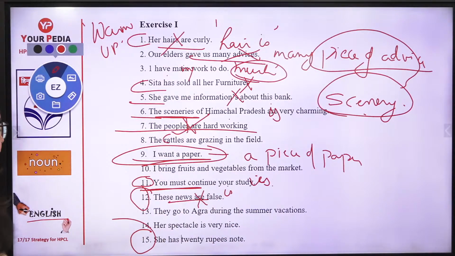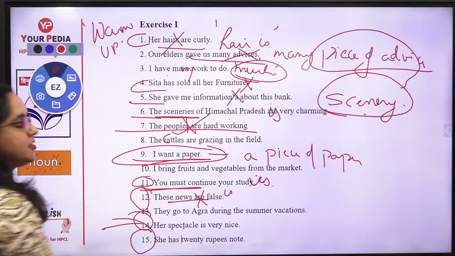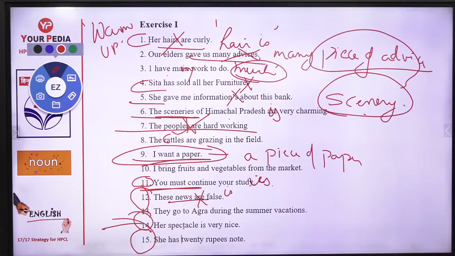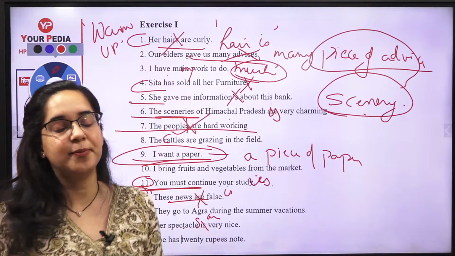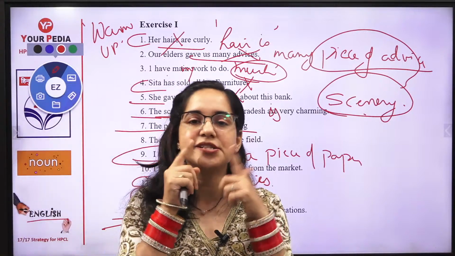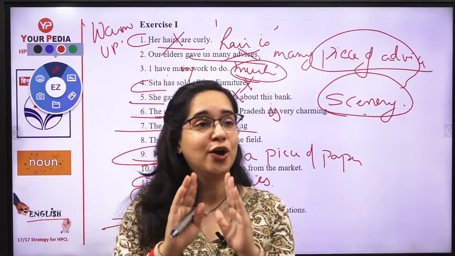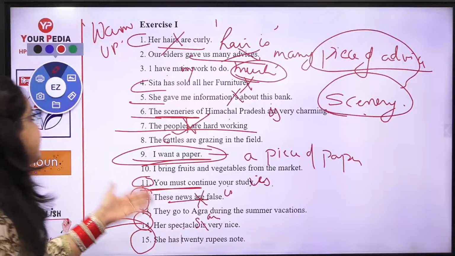15th. Sorry, 14th. Her spectacle is very nice. Her spectacle is very nice. Now, if you have to say, first is, it is spectacles are very nice. Okay, because spectacles are there, they always exist in plural. I'm wearing it in both the eyes, not one, and that is spectacles are very nice.